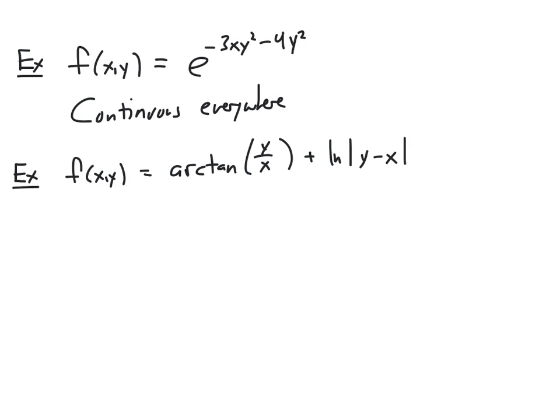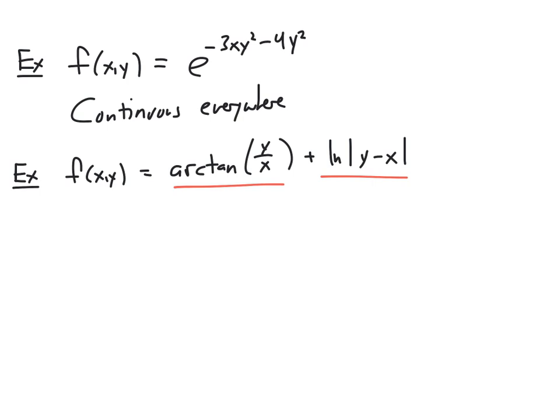All right, well, this function f is the sum of two separate functions. So we know the sum of continuous functions would be continuous. So we're just going to look at each of these functions separately and determine where they are continuous and then combine the results together. So we know the arctangent function is continuous everywhere.